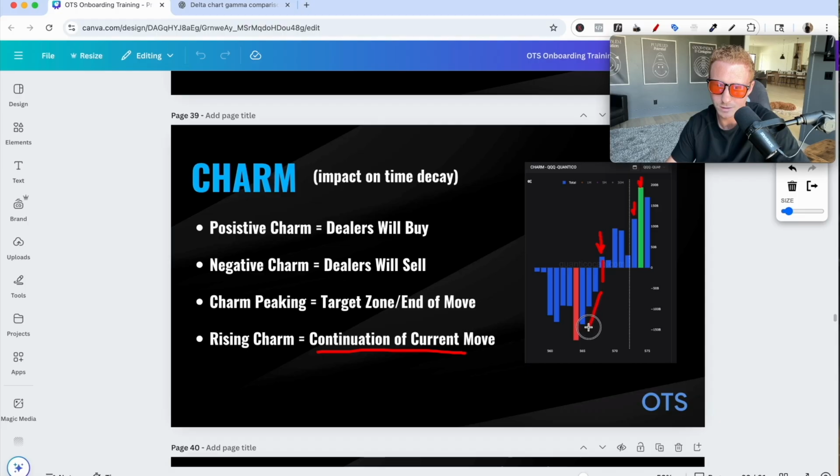This is actually like a perfect short setup if we fall into this area, okay? If we fall into this area, there's a very high chance that we get all the way down here. And that's a big move. That's 3 whole points on QQQs, which probably translates to like 120 points on NQ. Okay, this is going to be a big move if we fall below that, right? So charm is going to be super important.